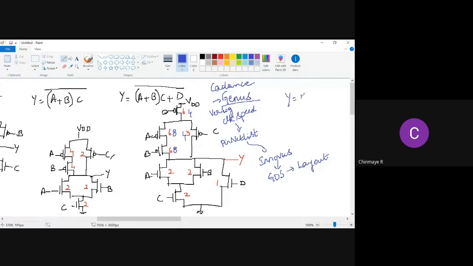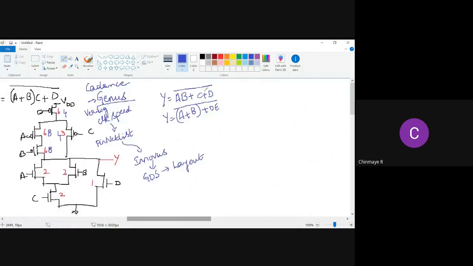You can try this: AB plus C plus D bar. One more, let me give you an extension of this. These two I think you can just take down and then try. I hope all of you are clear with how you have to size the transistors based on the sizing of a unit inverter.